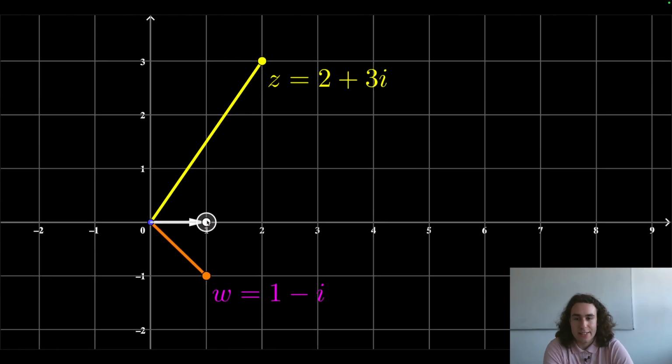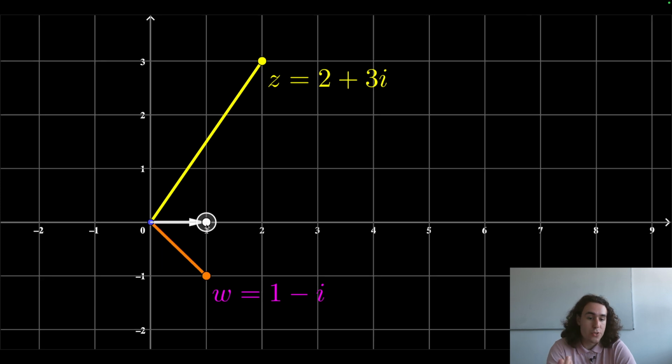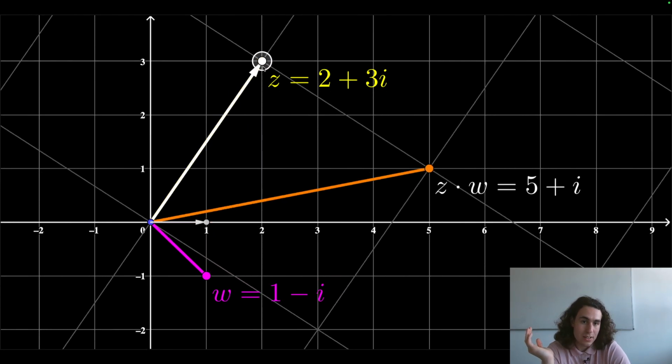And then we can combine these things, right? We can rotate and we can scale, and then we can do them together. So if I want to multiply by 2 plus 3i, it means that I take this number 1 minus i and I multiply it by 2 plus 3i, right? I first take the number 1, I rotate it, and then I scale it. And the same thing happens to this number, right? I first rotated it, and then I scaled it.